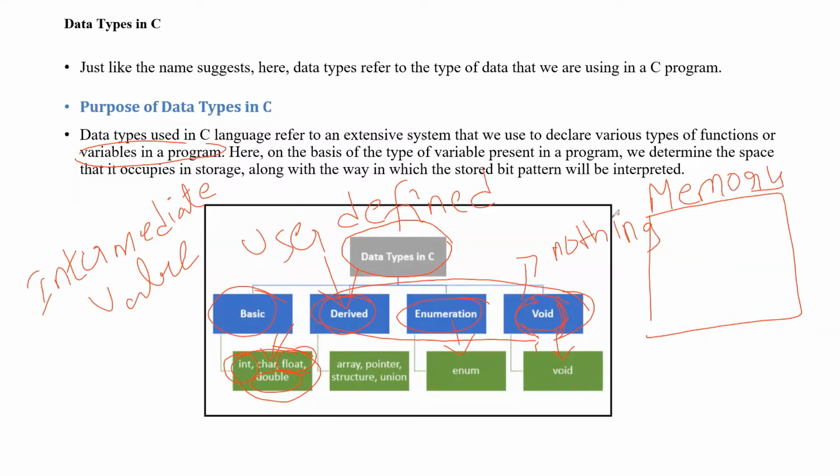And when it comes to derived types, derived type is nothing but user defined. Based on the data type you define, such as array, pointer, structure or union, the compiler itself will automatically calculate how much memory is required and allocate it. Similarly, we have the enumeration data type and the void data type. For void data type, the system will not allocate memory, which means the memory size for void is 0. So these are the basic types of data types.